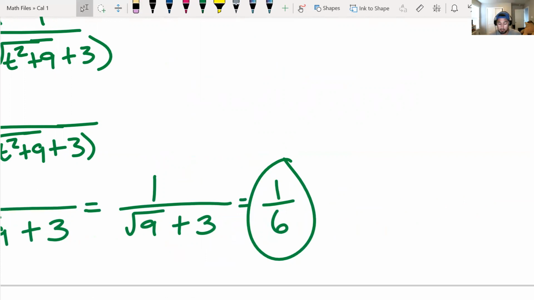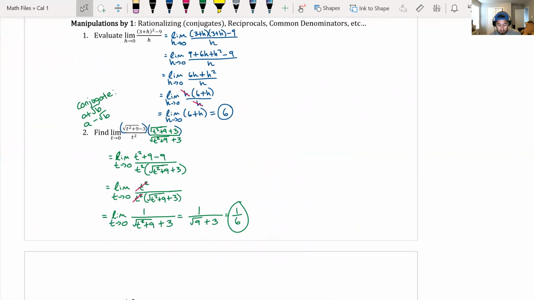Using the conjugate, of course. Okay. Awesome. Keep going. You see, algebra is the basis for calculus. All this has been purely algebraic so far. That's it.